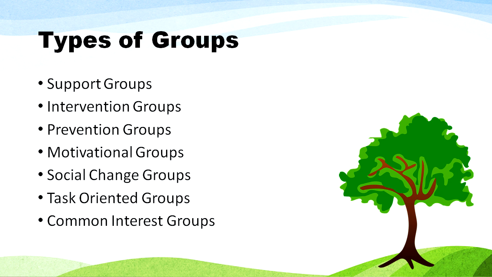Now let's look at some types of groups. The first is just basic support groups. And that is the groups like 12-step programs, AA, NA, grief support group, trauma survivor groups, those sorts of things. Then there are intervention groups, groups that are generally organized for a specific purpose or a specific intervention. Prevention groups, which are groups that are set about to prevent something, like a non-smoking group or a non-drug-using group. There's motivational groups, which are designed to motivate you to do something. Social change groups. Task-oriented groups. Learning a specific task or a specific set of tasks. And then common interest groups. These are groups like book clubs. Things of that nature where you're all coming together under a common interest. Now we're going to look at some of these groups in more detail.